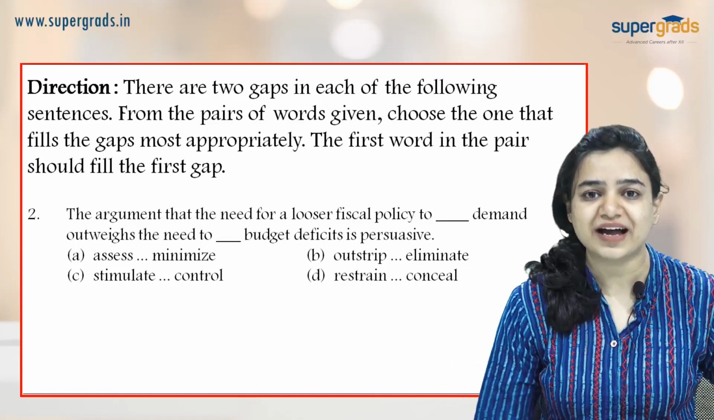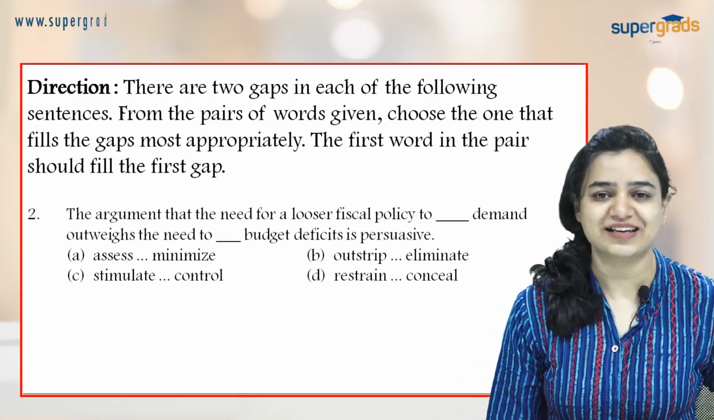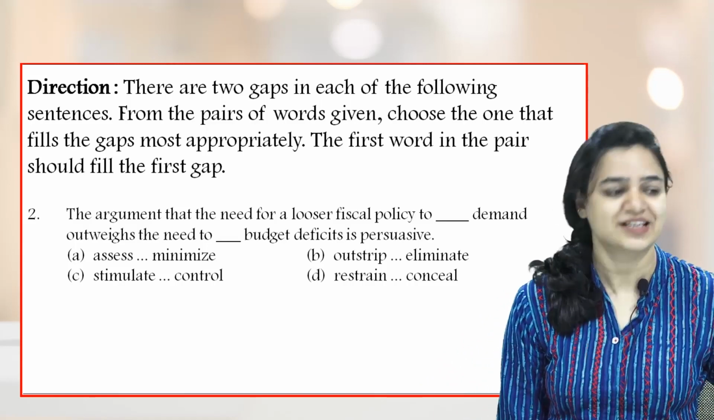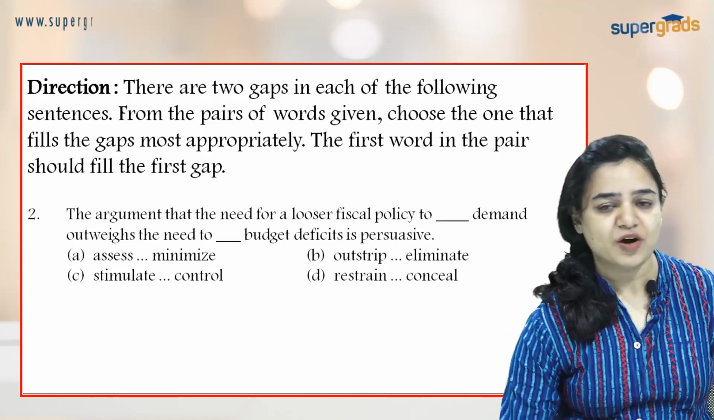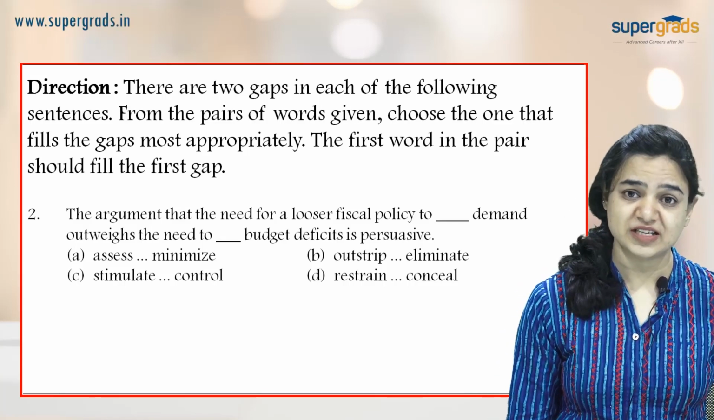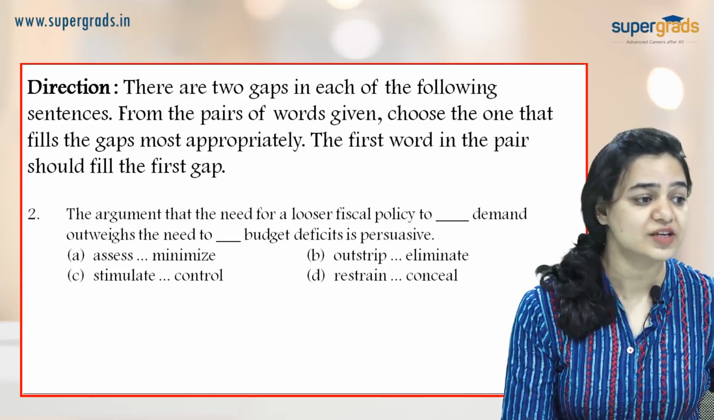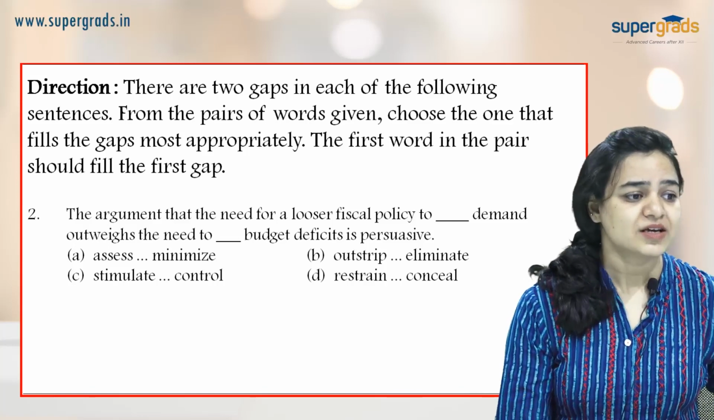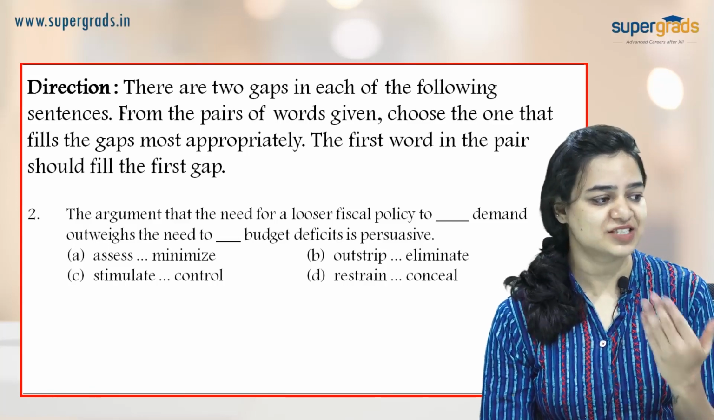So if you know that, you would be able to understand. Otherwise you would have to use common sense. Now let's see here. So what will happen if the fiscal policy is comparatively looser? So what will happen is the demand is going to be stimulated.